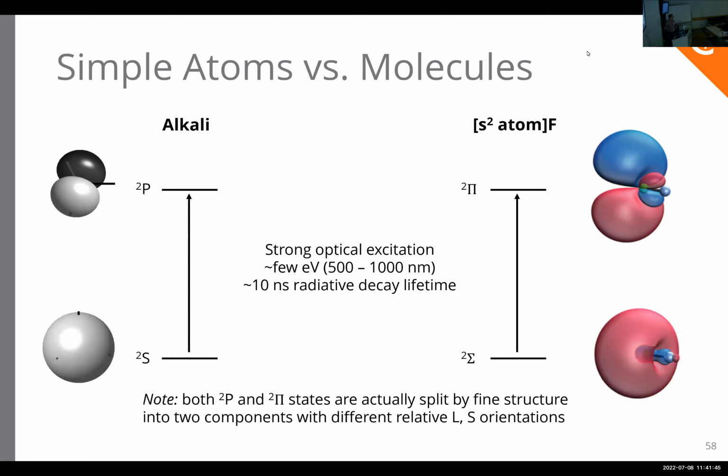If you look at the orbitals for these things, they look very similar. Here are the orbitals for an alkali atom, your usual S, your usual P. If you look at something like ytterbium or calcium fluoride, with this single metal-centered S electron, you get something that looks like this or like this. They look kind of similar. There's a dimple here along the internuclear axis, which lowers the symmetry, but functionally they're very similar. You have strong optical excitations of a few eV, somewhere in the visible to near IR, and similar decay lifetimes of maybe 10-ish nanoseconds. So they're very similar in many ways.